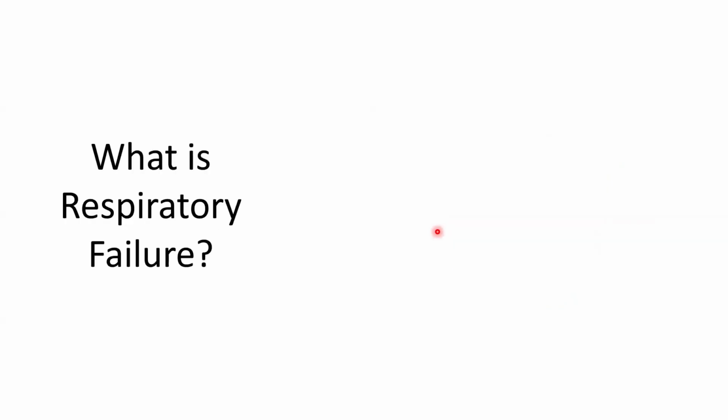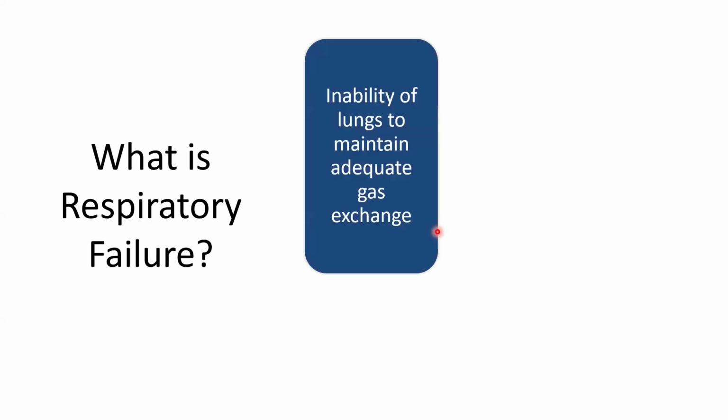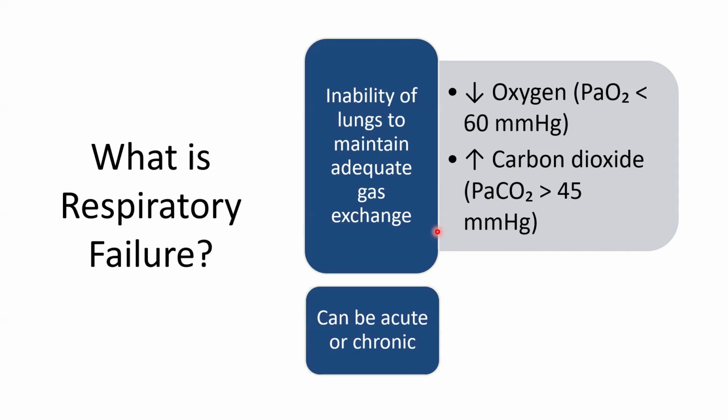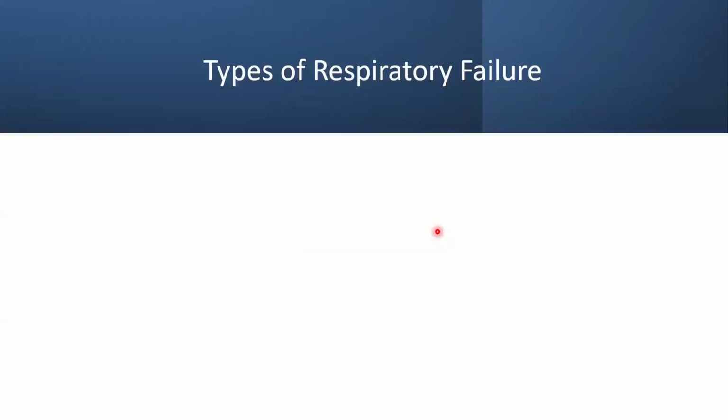So when will you say that the patient is having respiratory failure? This depends upon their oxygen levels: the inability of lungs to maintain adequate gas exchange. Respiratory failure is present if oxygen is less than 60 millimeters of mercury, or carbon dioxide is more than 45 millimeters of mercury. These are the types of respiratory failure. If it is only oxygen which is low, then that is type 1 respiratory failure. If carbon dioxide is high as well, then that is type 2 respiratory failure. Both of these respiratory failures can be acute or chronic.